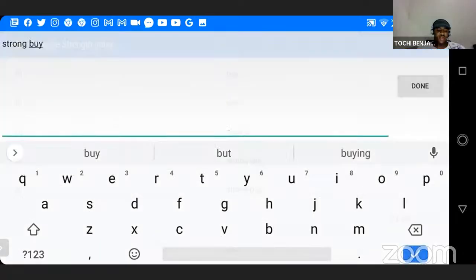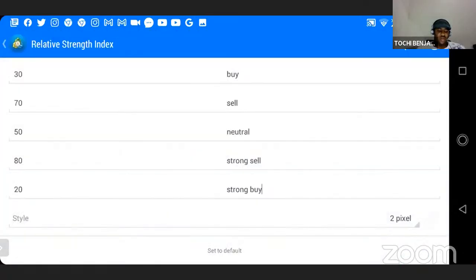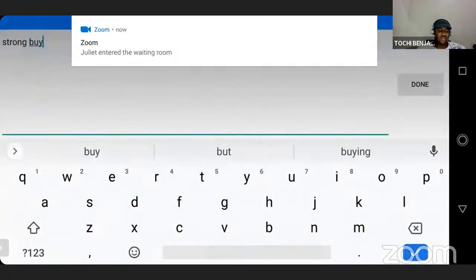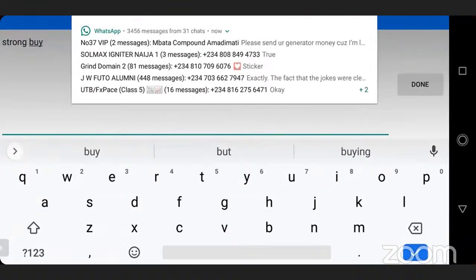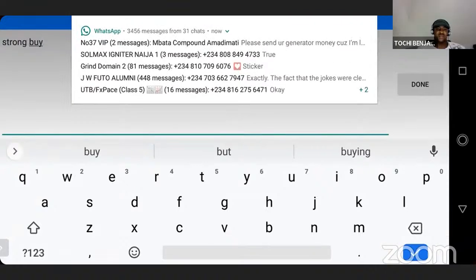So what we need to do now is go add it to. Juliet is entering the room by this time. The Lord is his strength.